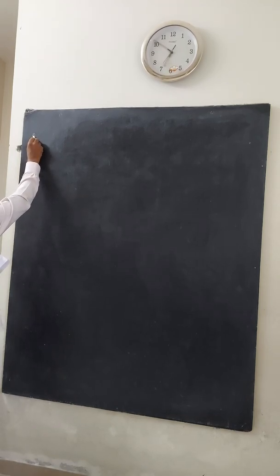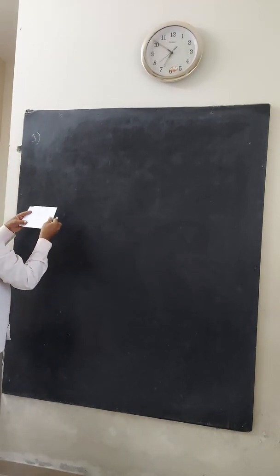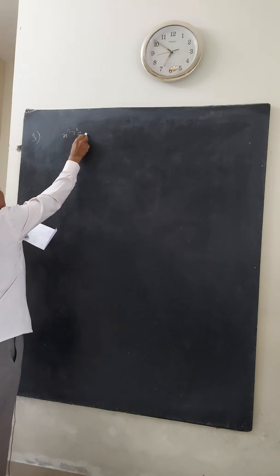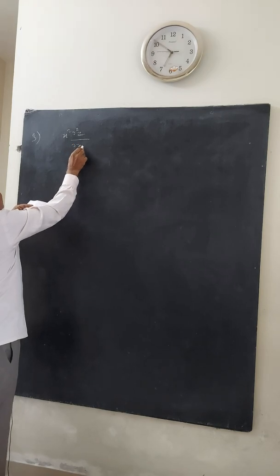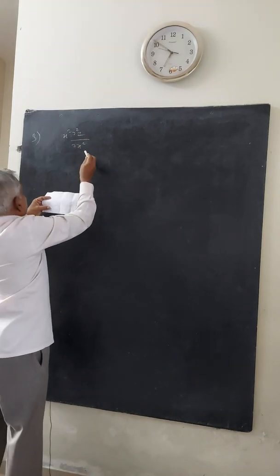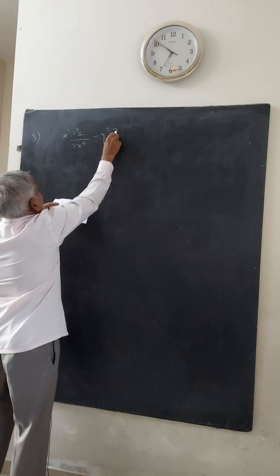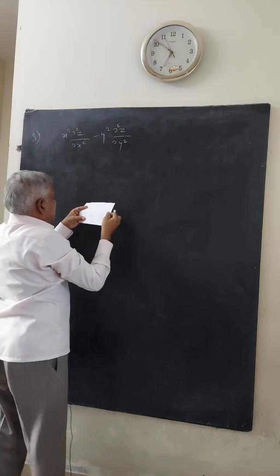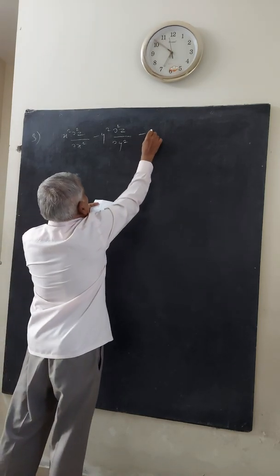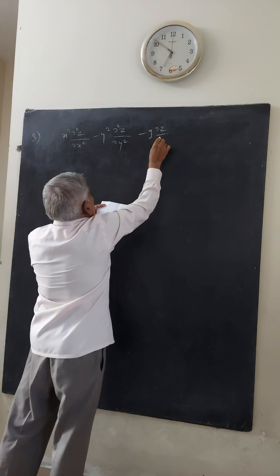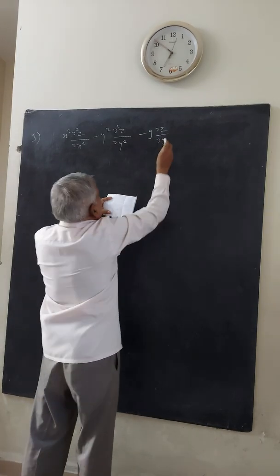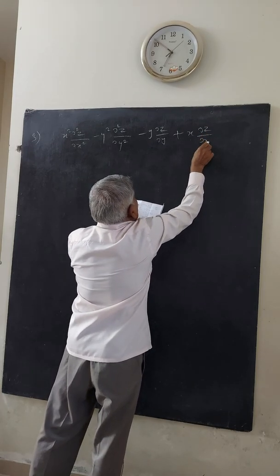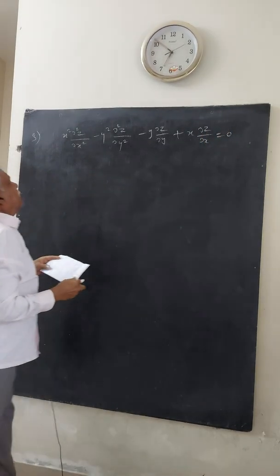Sum number 3. Solve x² ∂²z/∂x² − y² ∂²z/∂y² − y ∂z/∂y + x ∂z/∂x = 0.